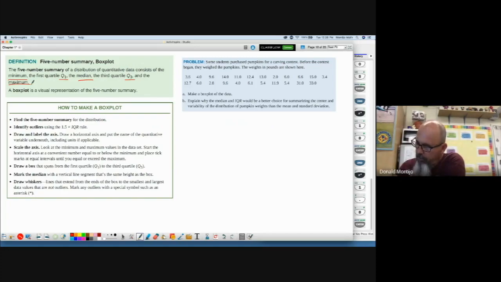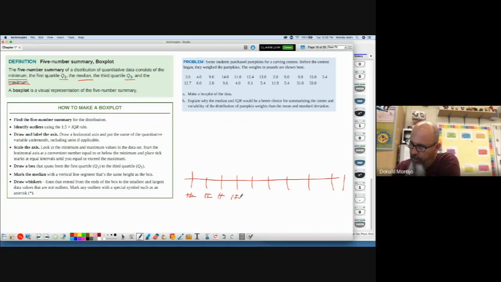So in a box plot, we're going to make an x-axis. We're going to label the numbers down here, and we are going to plot the 5-number summary. So we're going to have minimum. We're going to have Q1. We're going to have median. We're going to have Q3. And we're going to have maximum.